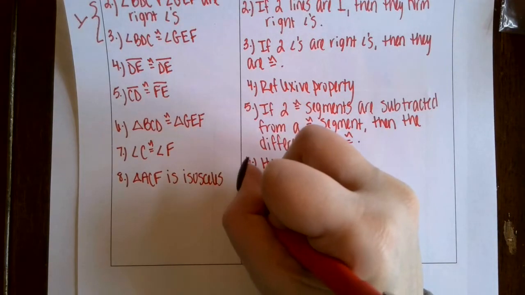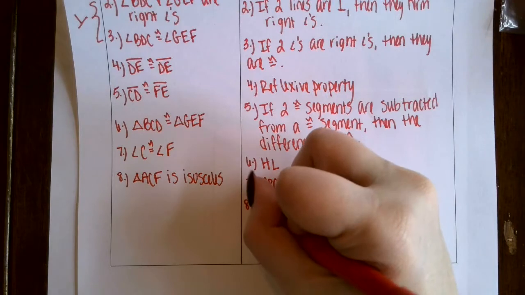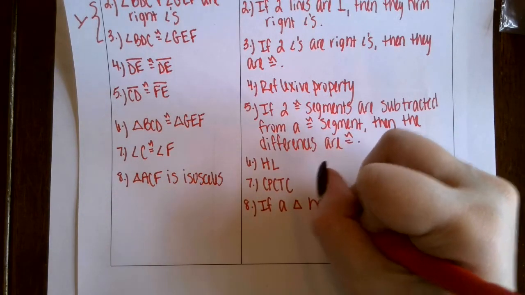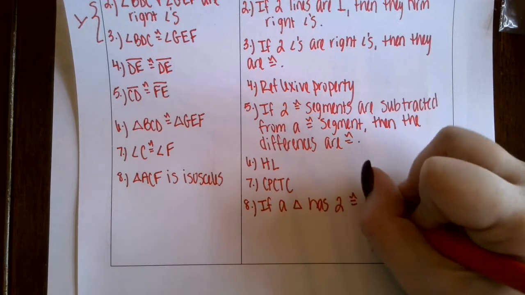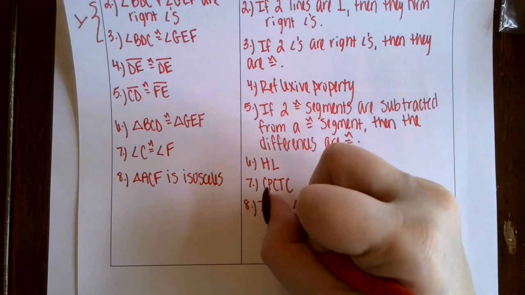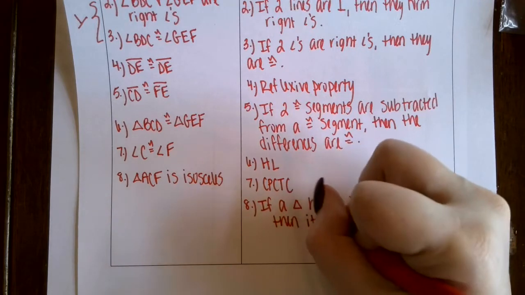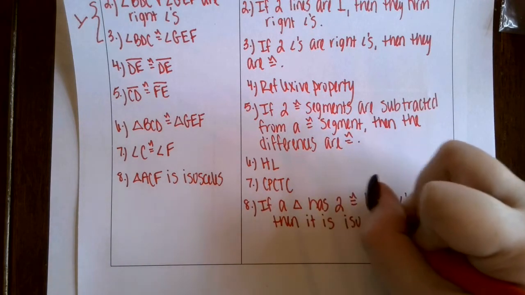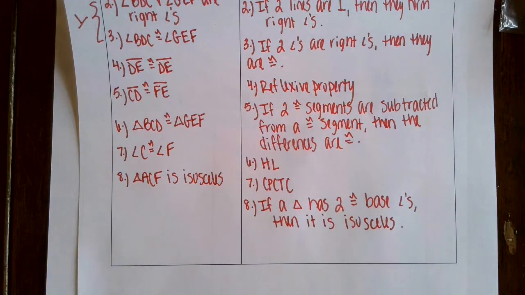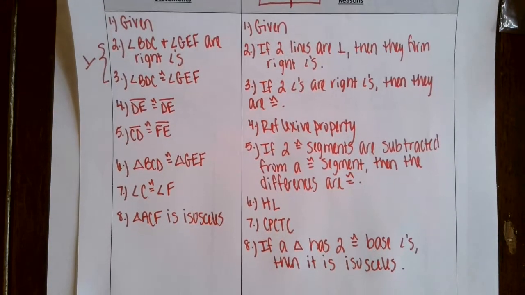Okay, my if and then. So if a triangle has two congruent base angles, then it is isosceles. So pausing if you need to, writing anything that you need to.